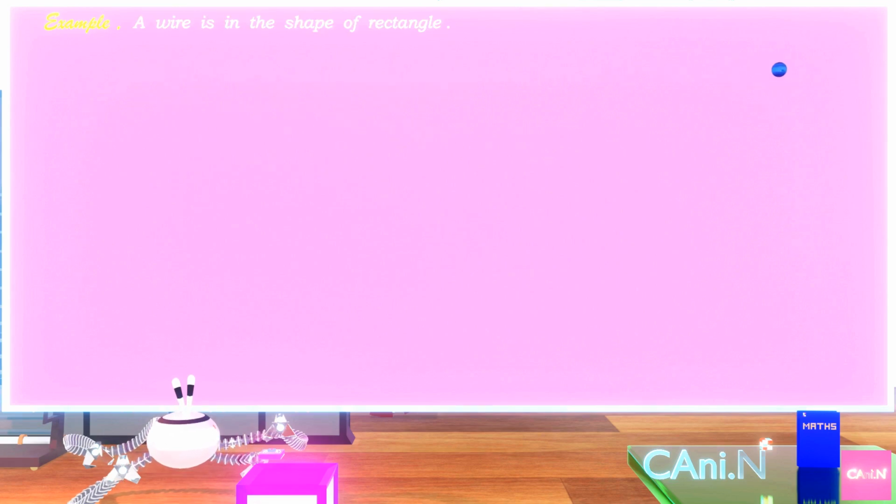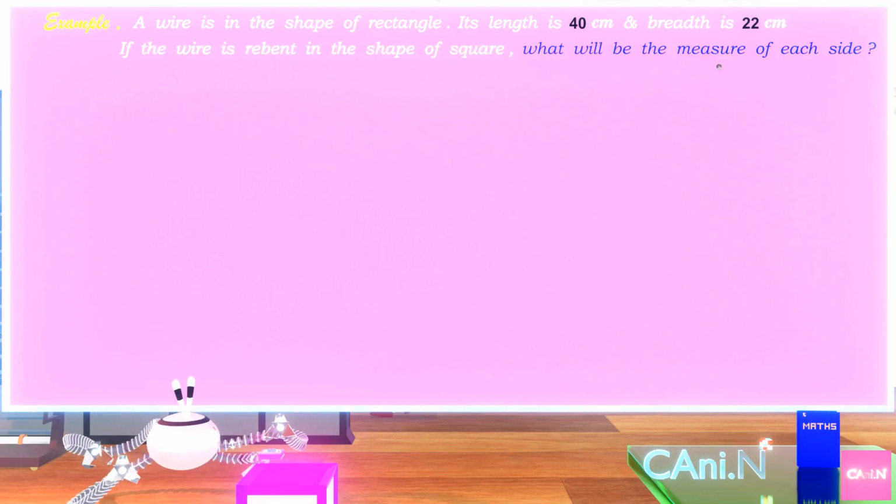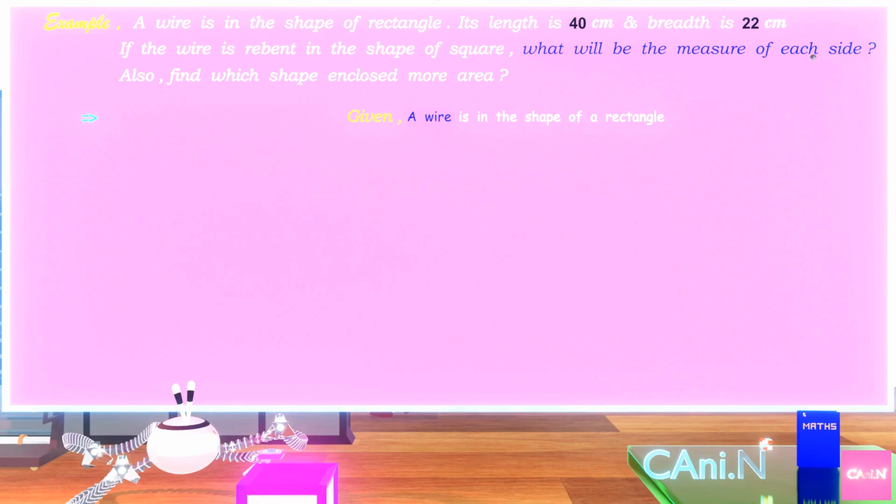Example. A wire is in the shape of a rectangle. Its length is 40 centimeters, and breadth is 22 centimeters. If the wire is rebent in the shape of a square, what will be the measure of each side? Also, find which shape enclosed more area. Given, a wire is in the shape of a rectangle, and the same wire is rebent in the shape of a square.